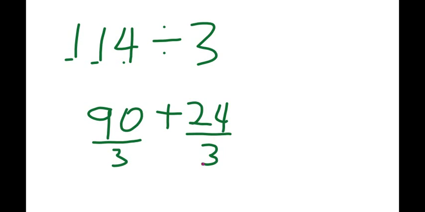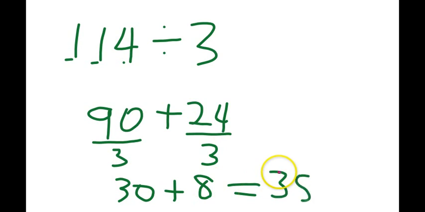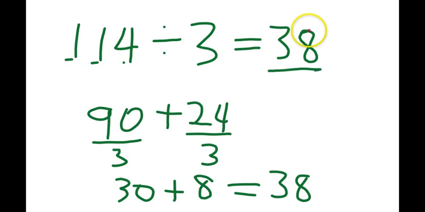And so 90 divided by 3, I know I'm going to have 10, 10, 10, so 30. So I have 30 in my head. Then 24 divided by 3, as simple as a question: 3 times what is 24? 3 times 8 is 24. That is cool. So 30 plus 8 is 38. For that matter, finally, I can say that 114 divided by 3 is 38.